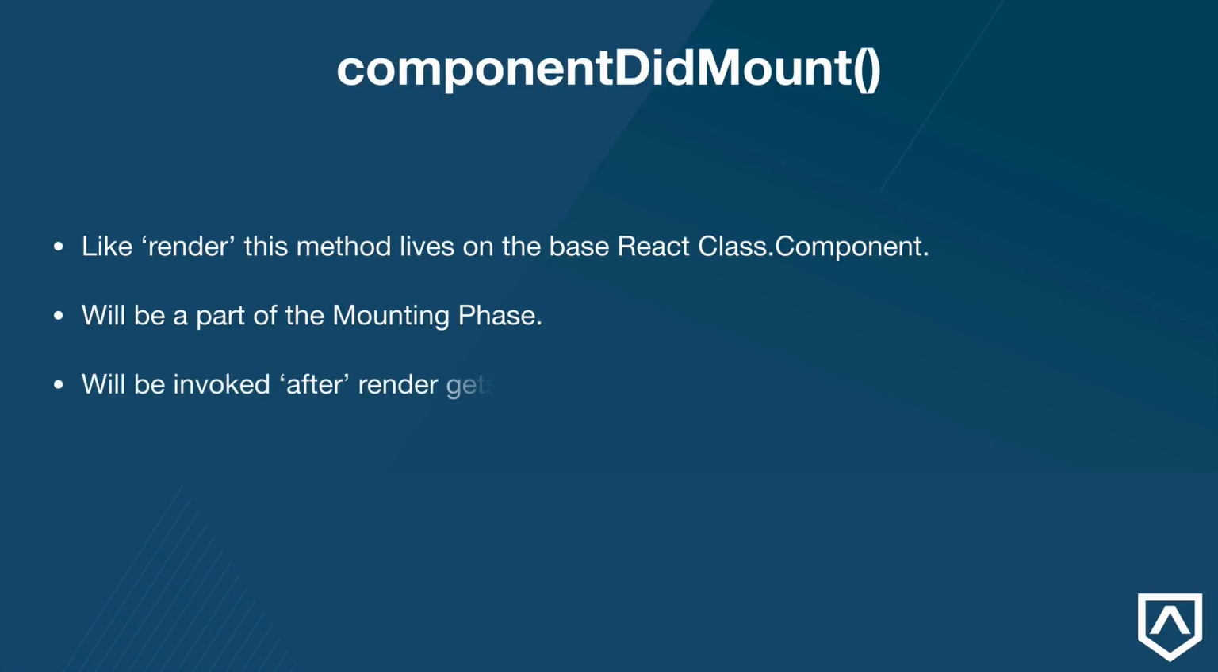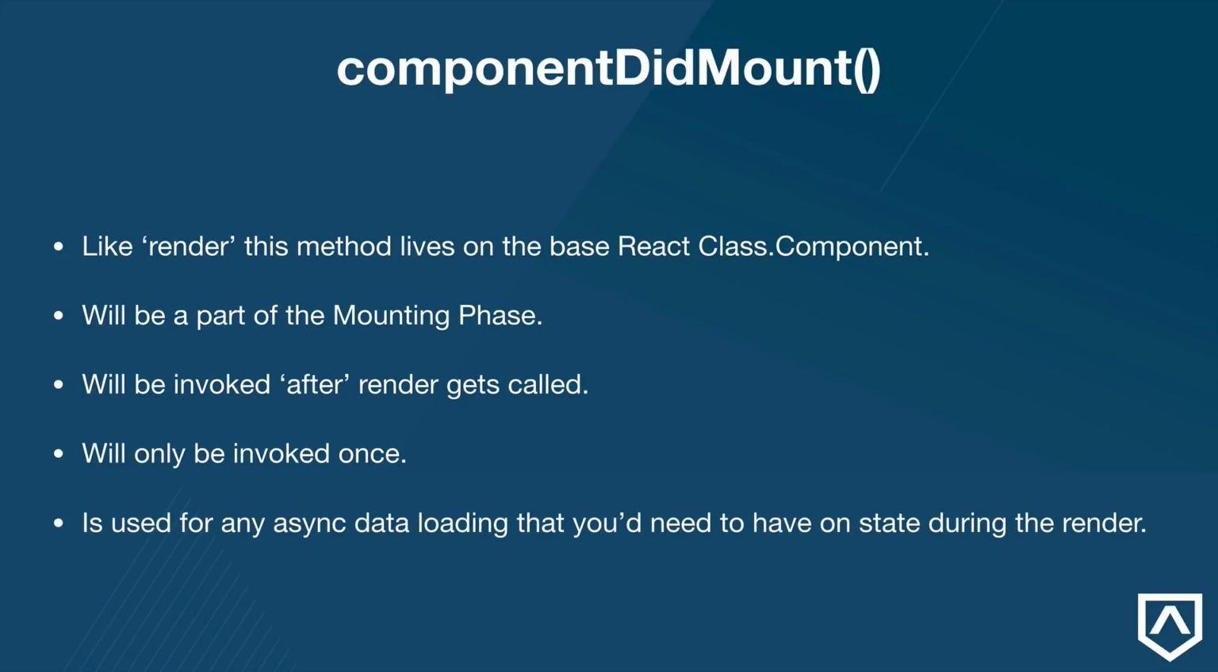It will be invoked exactly after render gets called. So it'll only get invoked if it exists. If it exists on the component, it'll get invoked. It will only be invoked once. So it's a really good place to initiate some sort of asynchronous data rendering, stuff like that. And that's exactly what it's used for, it's used for any async data loading that you would need to have on state during the render.